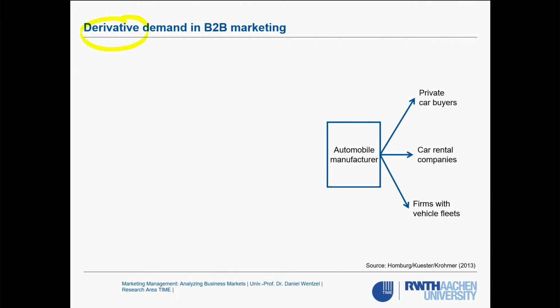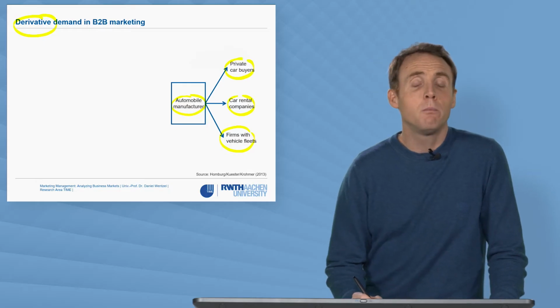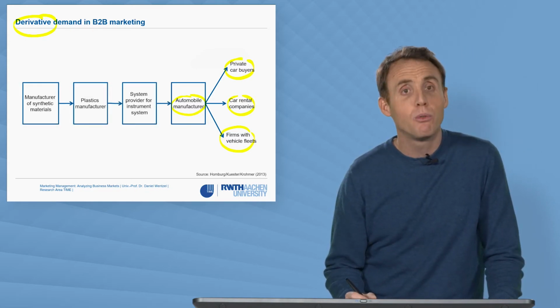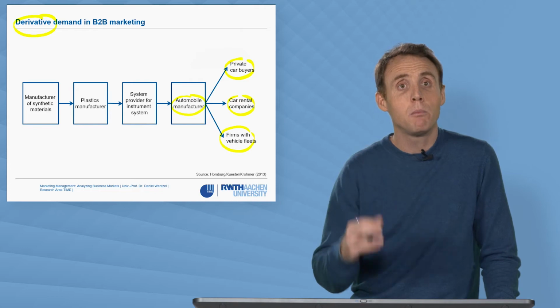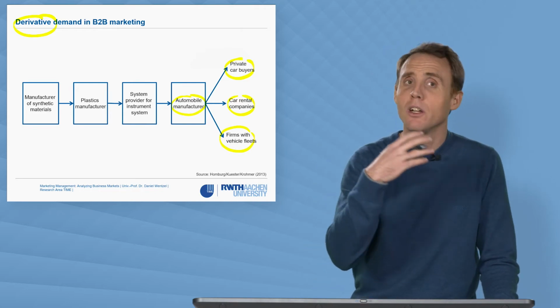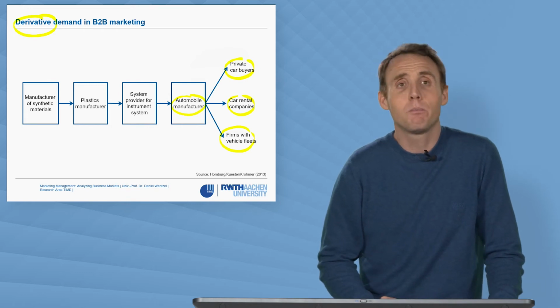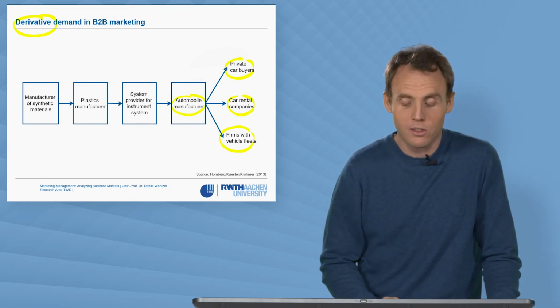Let's assume you have a car company, like BMW, that tries to sell its cars on the end consumer markets. These may be private car buyers, but may also be car rental companies or firms with vehicle fleets. In order for BMW to be able to sell these cars, a lot of things have to happen beforehand. Keep in mind that BMW is part of a very complex and very extensive value chain. For instance, BMW doesn't produce all of the components itself.